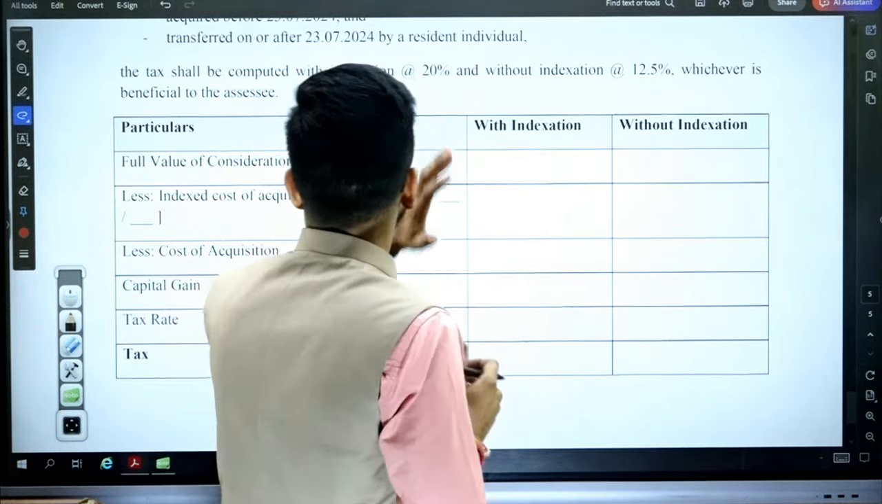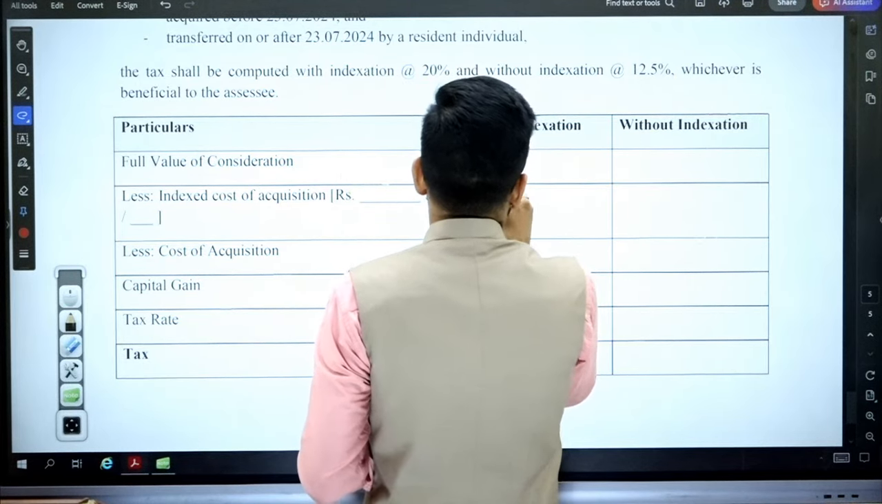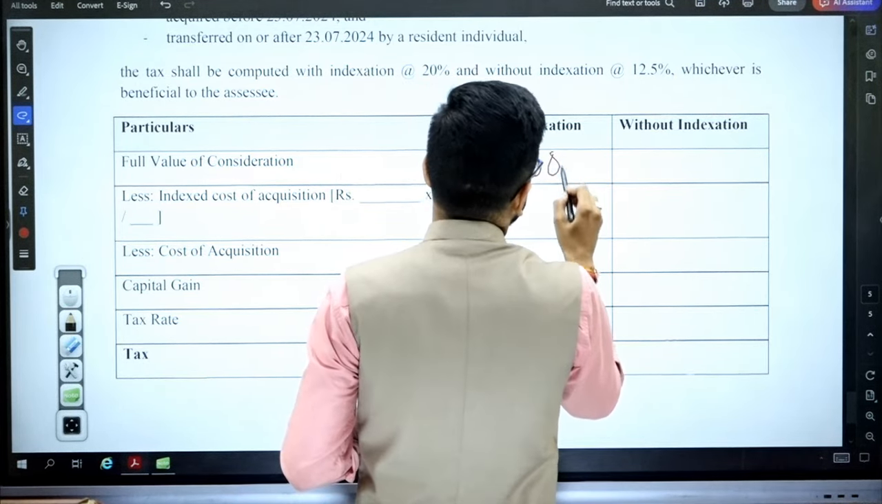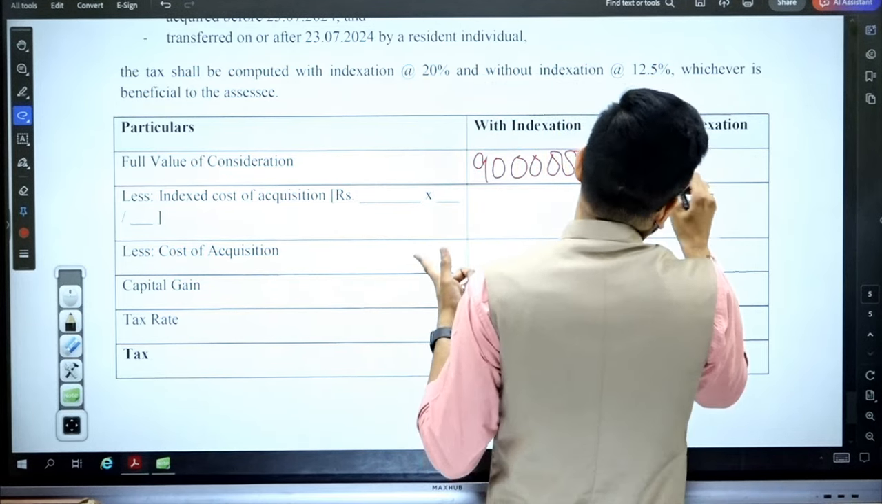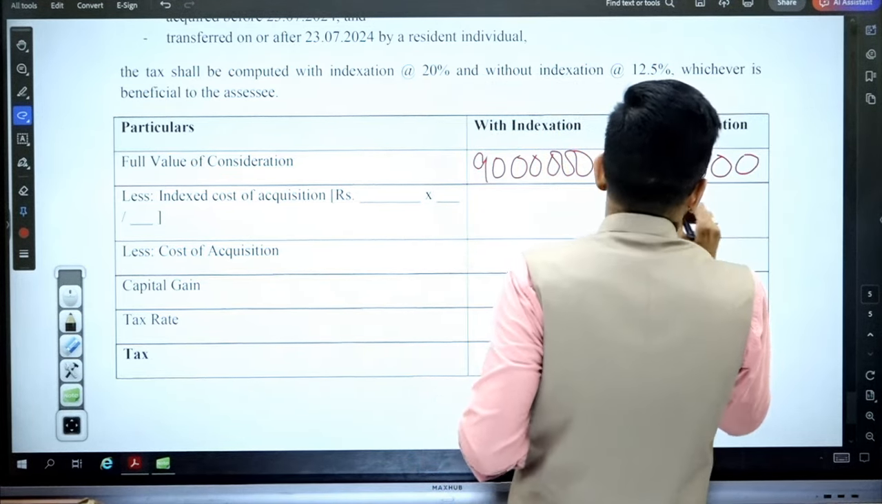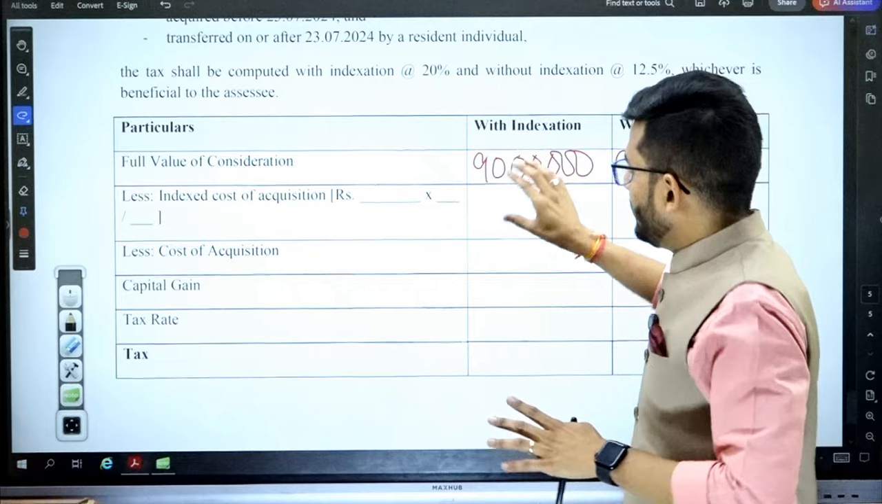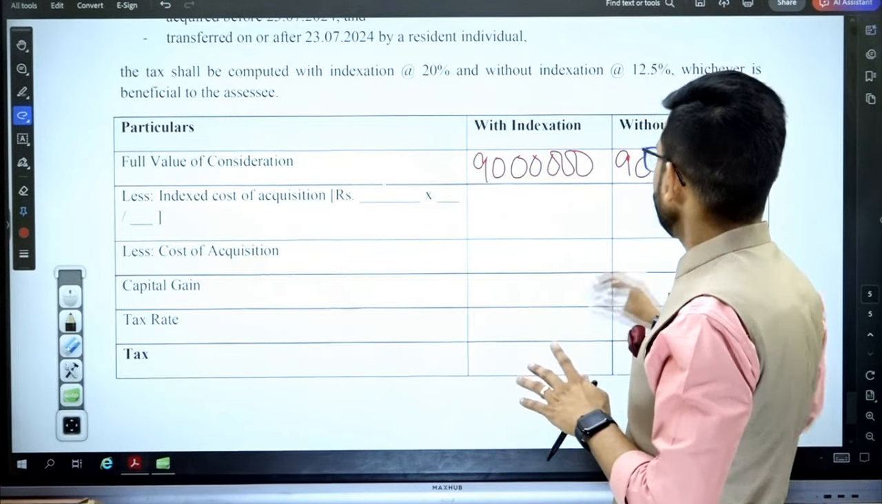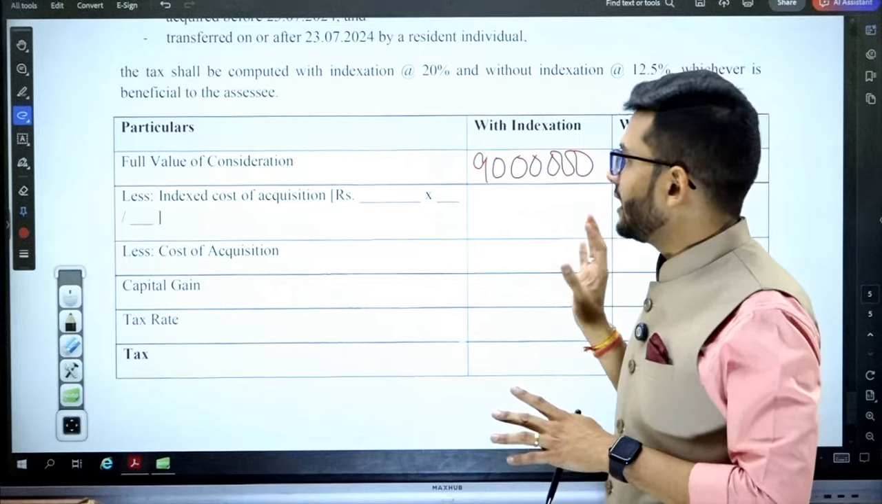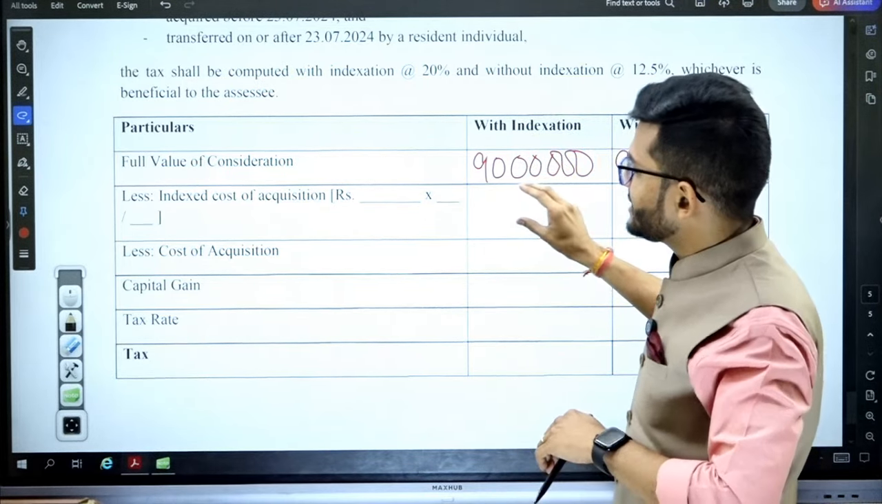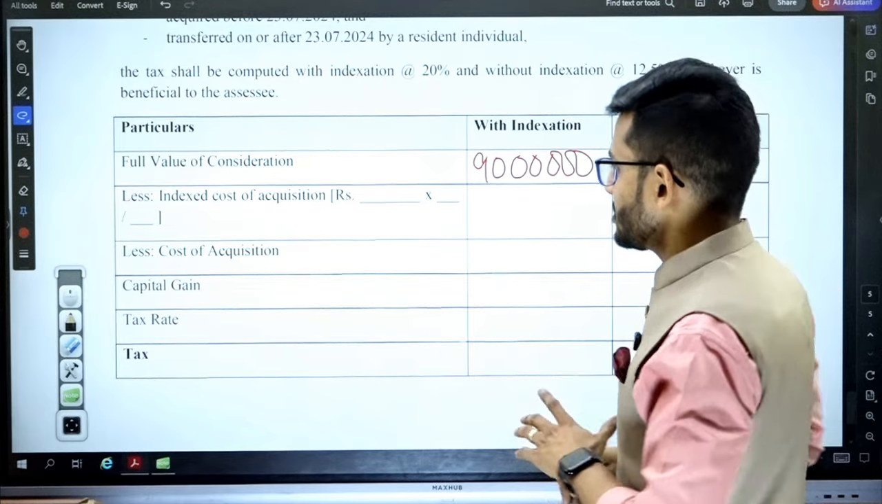So now, what is the full value of consideration in case of the house property? It is 90 lakh. We have already seen it. Why have we taken 90 lakh? I've already discussed the reason and logic behind it. Now we have to take two things: over here, with indexation cost of acquisition, and over here, without indexation cost of acquisition.